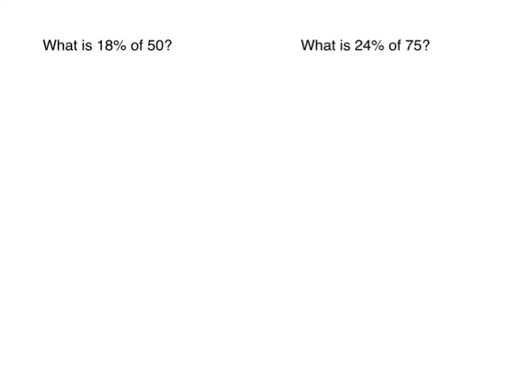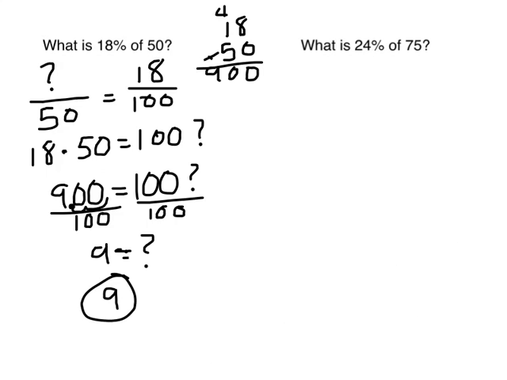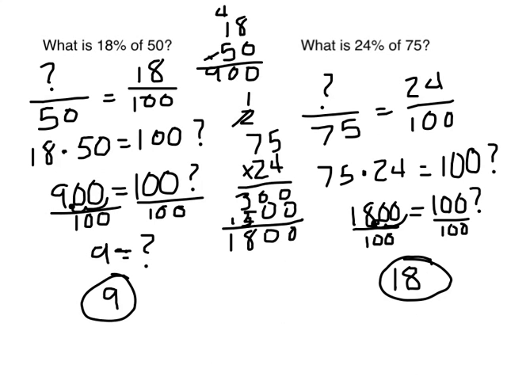Now you try a couple. In these problems, we will be solving for the part when we know the percent and the whole. So what is 18% of 50? Go ahead and set up your percent proportion and find your final answer. 9 is 18% of 50. If you set up your proportion, the question mark, the part, over 50 equals 18 over 100, and you can solve to find that the answer is 9. Try another one. What is 24% of 75? The correct answer is 18. 18 is 24% of 75.